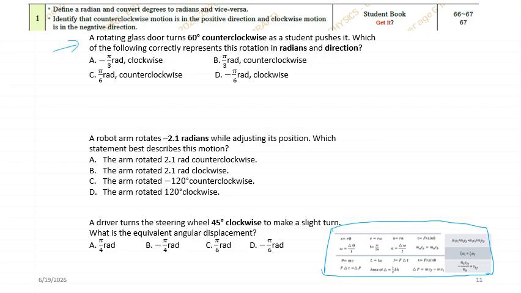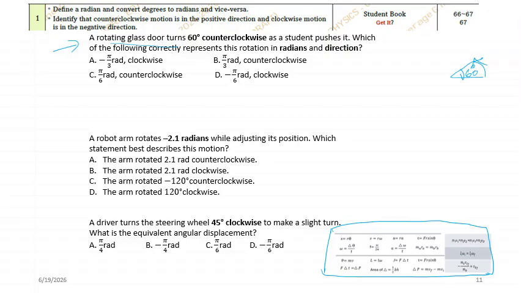A glass door is rotating. Think of it, we have a glass door and that glass door is opening. Which direction? It's opening in the counterclockwise direction. And what is the angle which is rotated? It's 60 degrees.